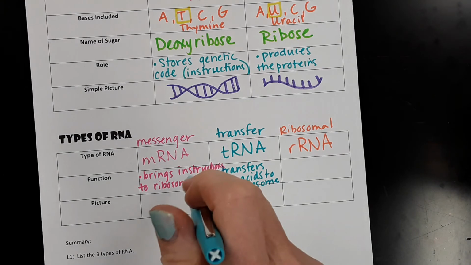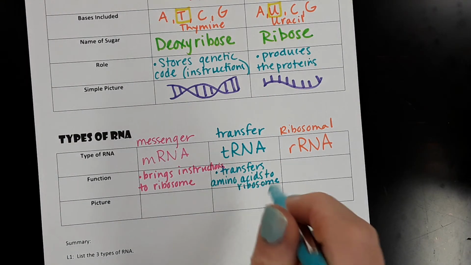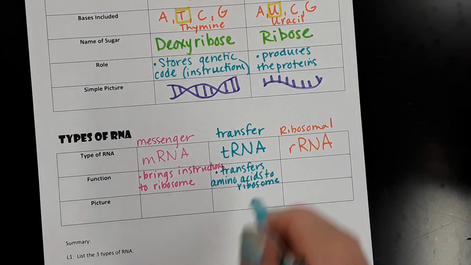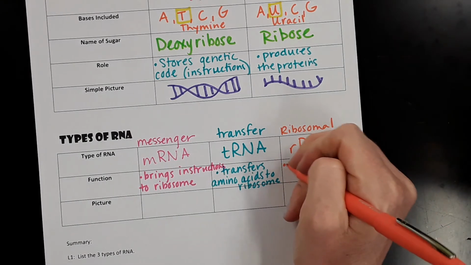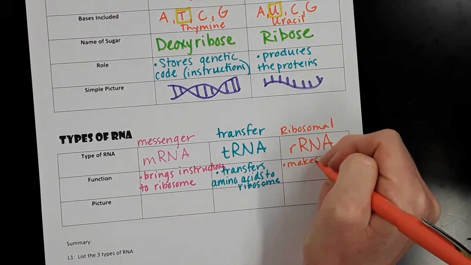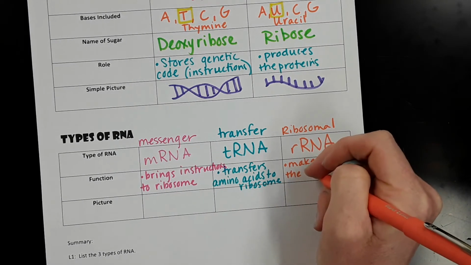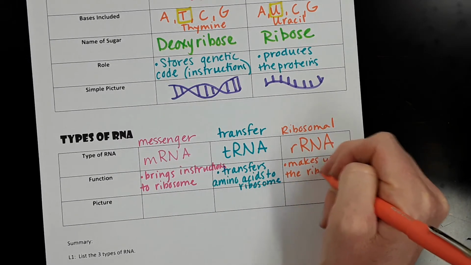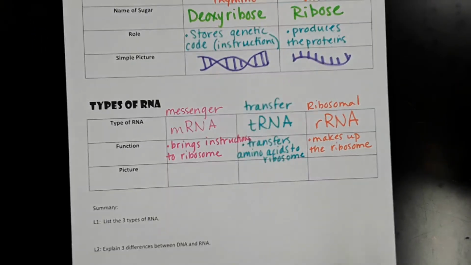So the mRNA is the instructions. It's a copy of the recipe. The transfer RNA is actually bringing the ingredients. So it brings the actual amino acids. In the cake, it would be like I'm bringing 2 eggs or I'm bringing a cup of sugar. The ribosomal RNA, this actually makes up the ribosome. So the ribosome is made of rRNA. And that's why they call it rRNA.